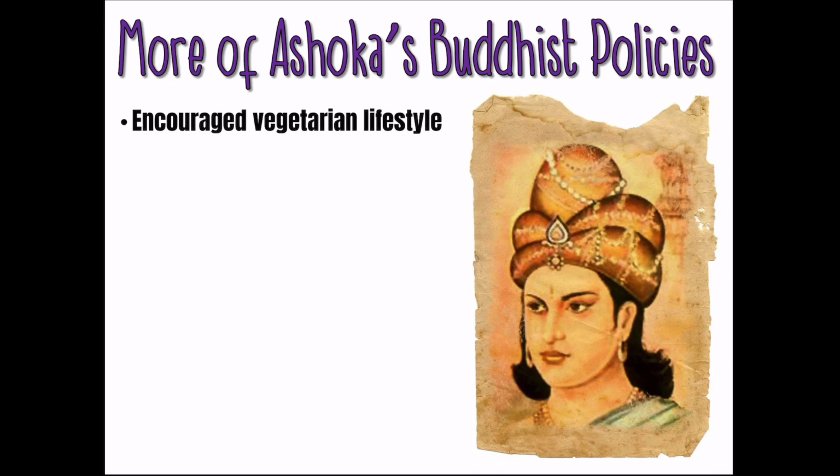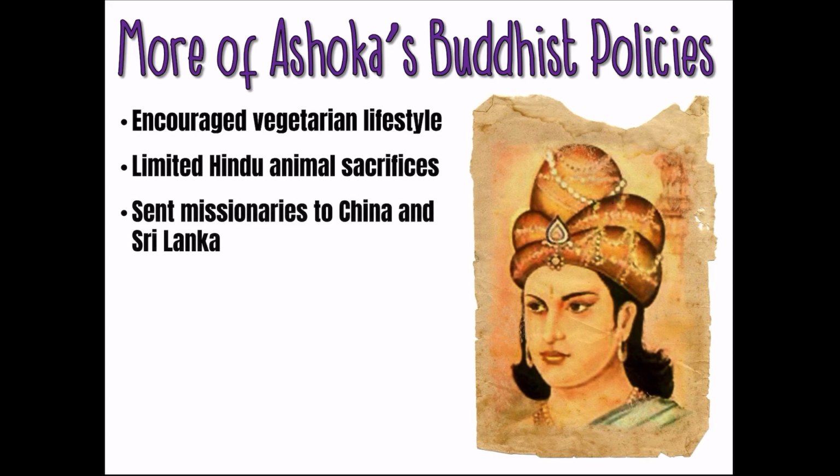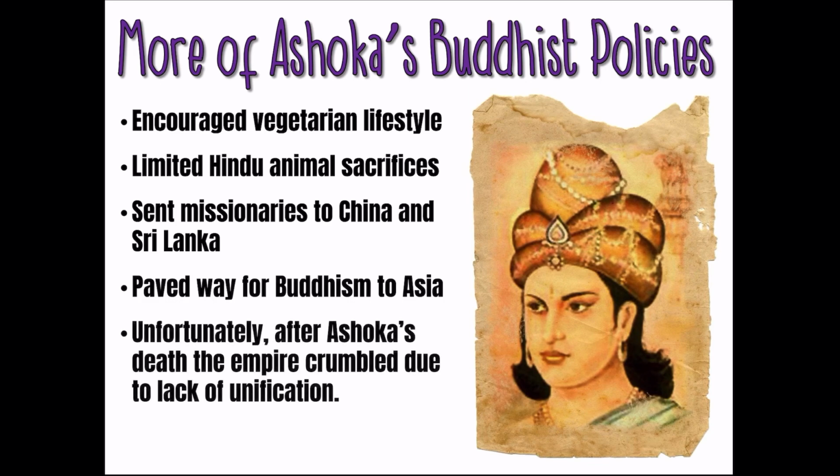Some other things: he encouraged a vegetarian lifestyle. He limited Hindu animal sacrifices, and sent missionaries to China and Sri Lanka. He paved the way for Buddhism to Asia. And when we look at when he died, really his empire crumbled because he did not have a plan for who would take over.